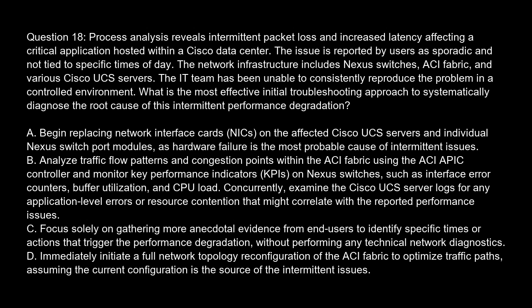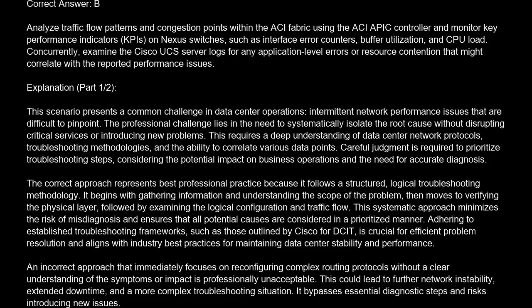Option C. Focus solely on gathering more anecdotal evidence from end users to identify specific times or actions that trigger the performance degradation, without performing any technical network diagnostics. Option D. Immediately initiate a full network topology reconfiguration of the ACI fabric to optimize traffic paths, assuming the current configuration is the source of the intermittent issues. The correct answer is B.